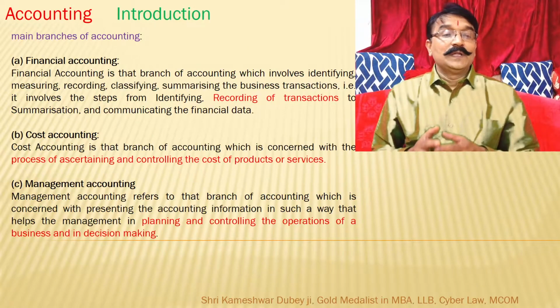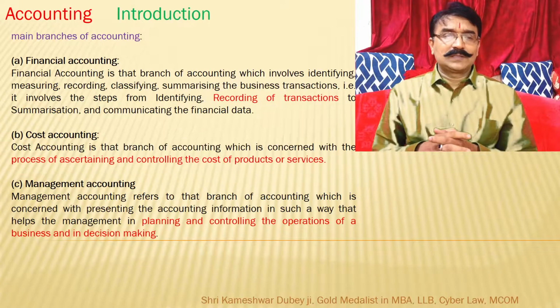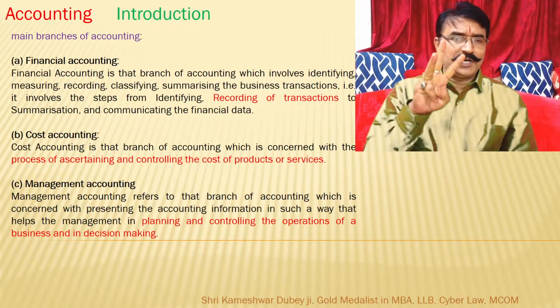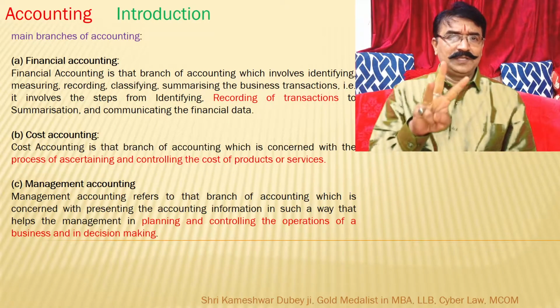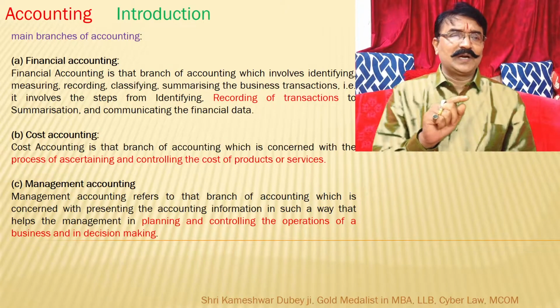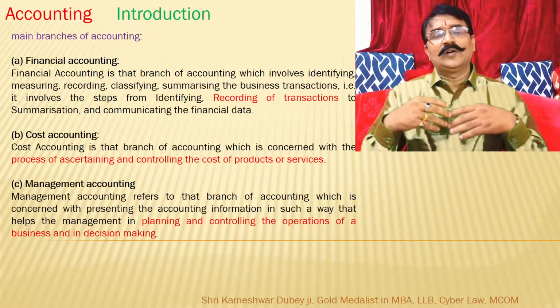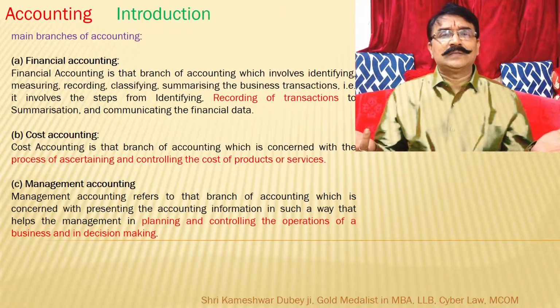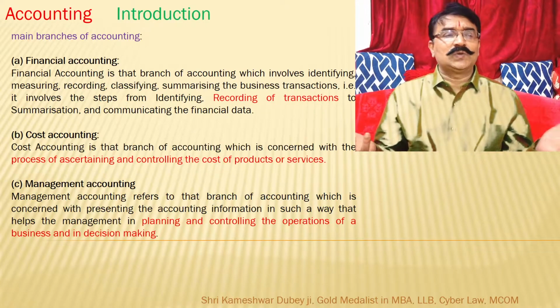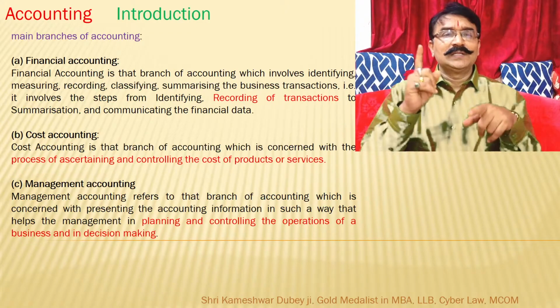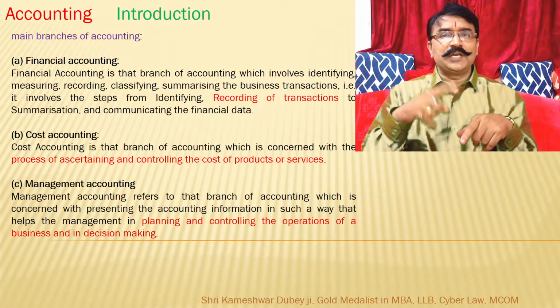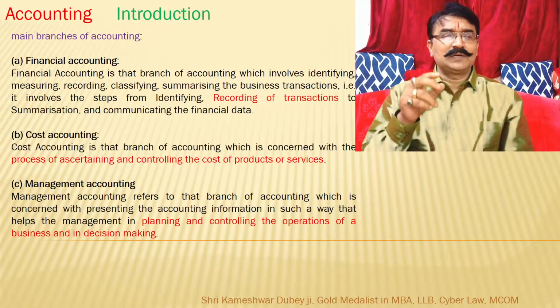Now accounting is divided into three main branches. First is financial accounting. What is financial accounting? Recording of all the financial data, recording of all the transactions, that is known as financial accounting. The trial balance, balance sheet, profit and loss account, these are all financial accounting.